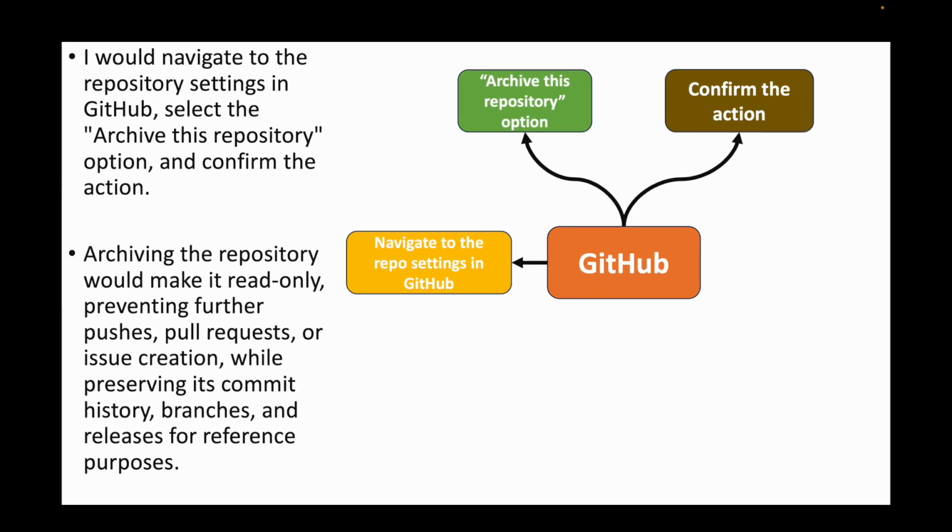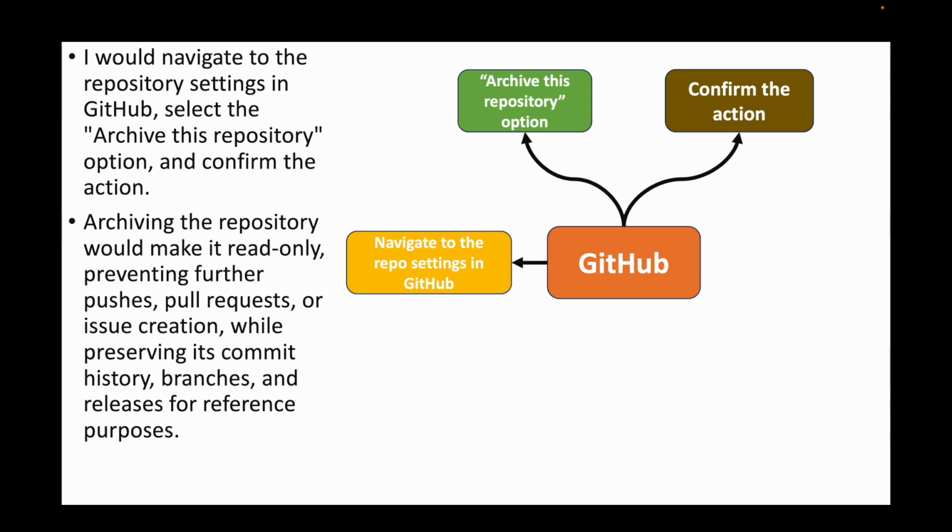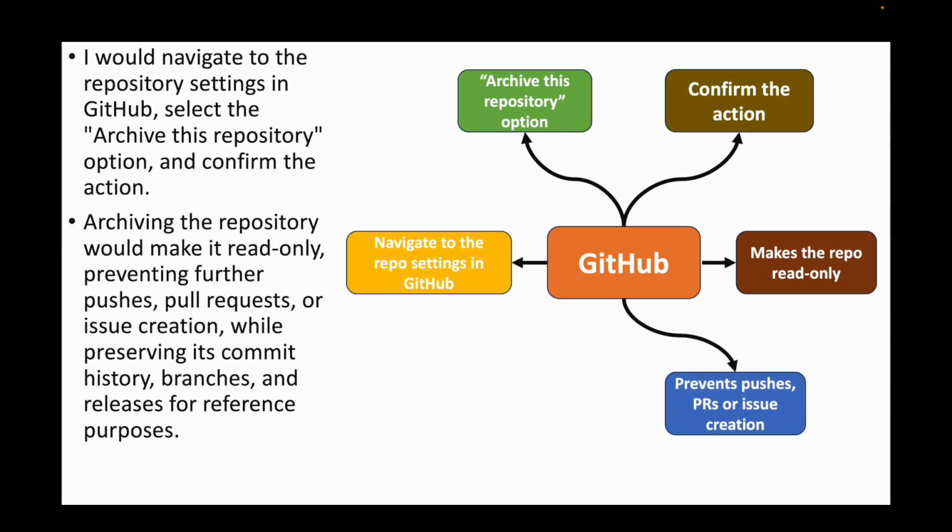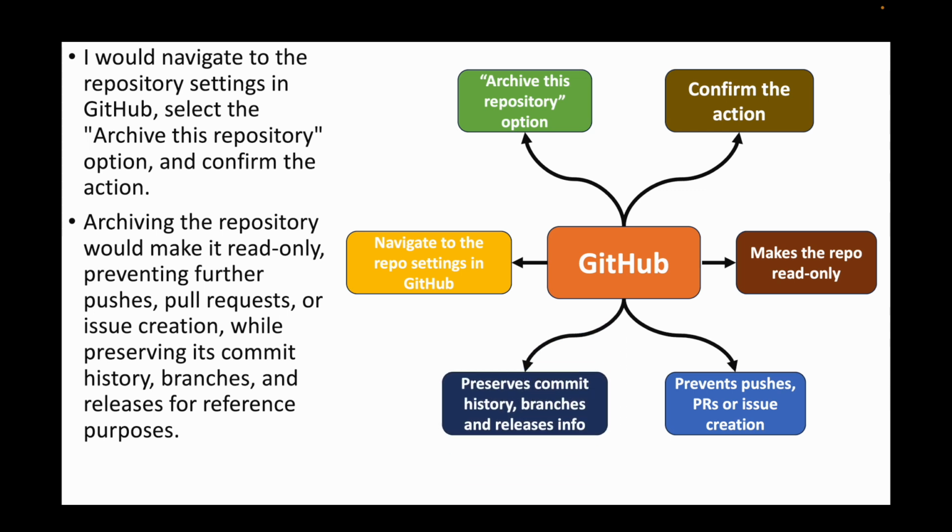Now when you do that, the repository will be archived and it will be marked as a read-only repo, and this will prevent any further push to the repo, creating any pull request or issue creations. All those things will be blocked. We won't be able to do that. While it also maintains the commit history, the branches, and also releases for reference purposes. So that's how you can archive your repository and make it a read-only repository.